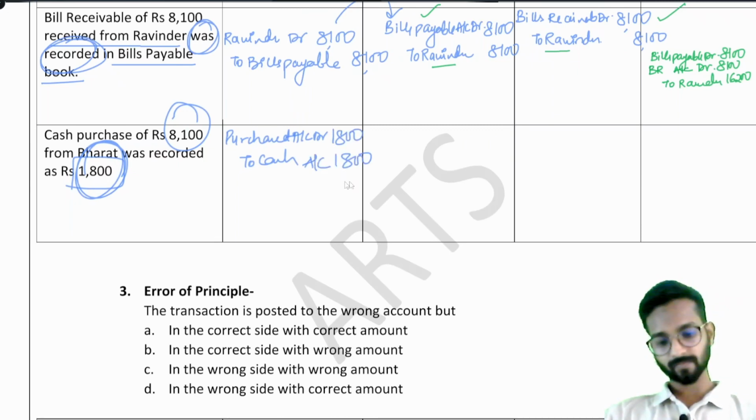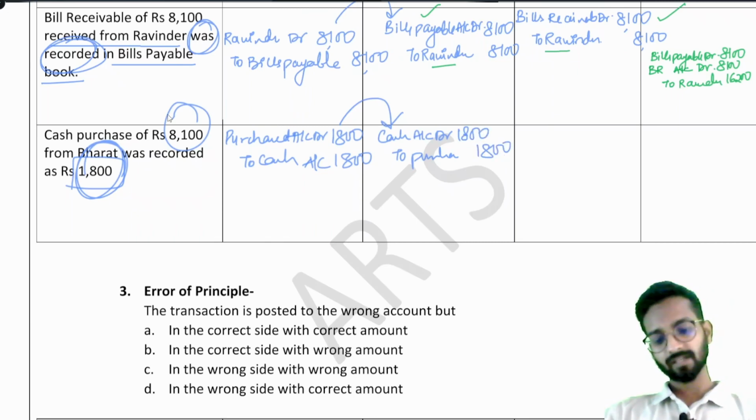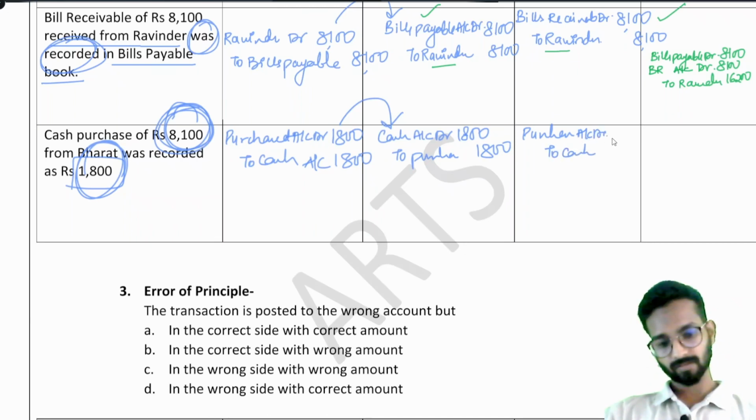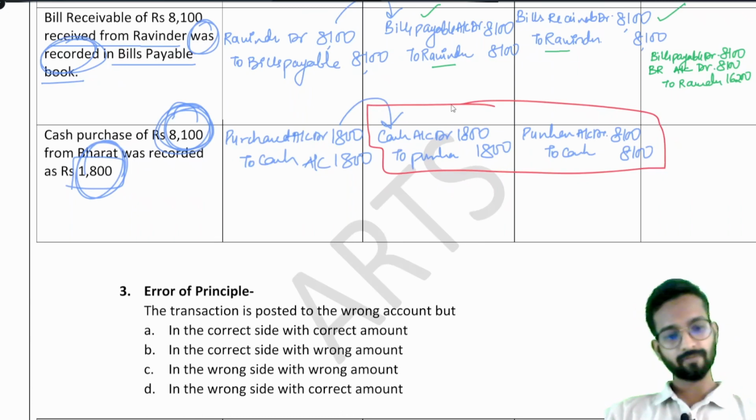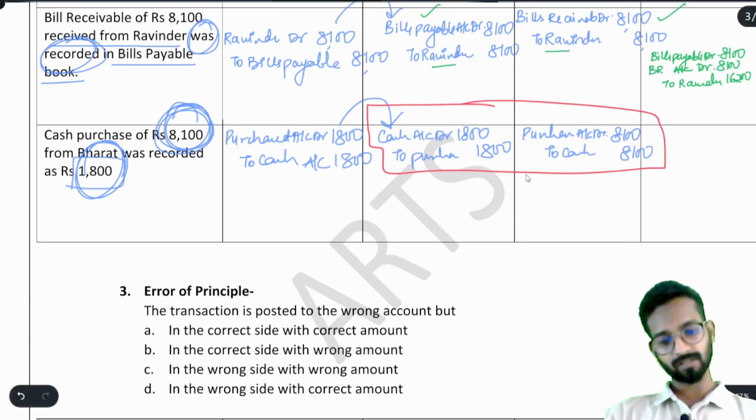Now, reverse this wrong entry. Cash account debit to purchase, 1,800. What's the correct entry? Correct entry is 8,100. So you will write here purchase account debit to cash, 8,100. Okay. Now adding these two will give you the rectified entry.